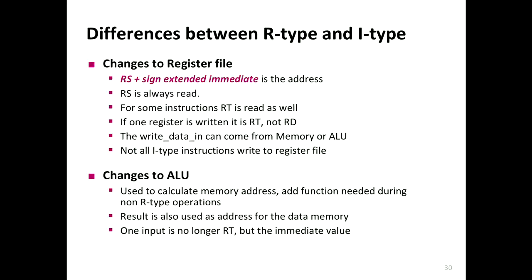And also, if you have only one register input, it's no longer RT. The other input comes from the immediate value. So you need some changes here to one of the inputs. In a typical sense, you have RS and RT going in here, so you have two source operands for an R-type instruction. So you have add RD, RS, RT. This is going to be from one of the source registers, and this is going to come from the other source register. But for an I-type instruction, one of the operands could potentially be an immediate value. So we need to incorporate this change into the ALU. These are the changes that you need to make to implement the I-type instructions.